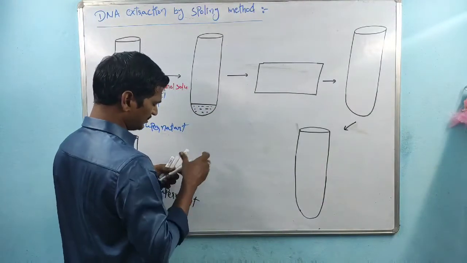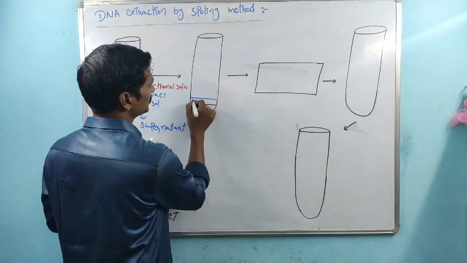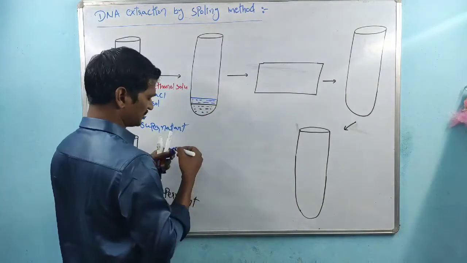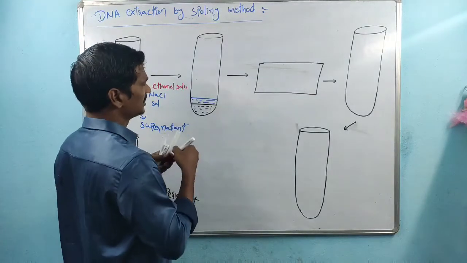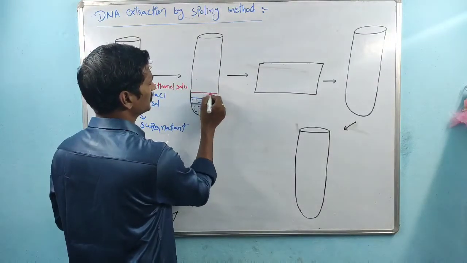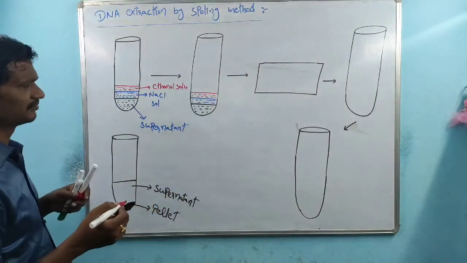Next one we added: there is an NaCl solution. This is the NaCl solution, right? Next we added the chilled ethanol. That one is the chilled ethanol, right? So these three are added.